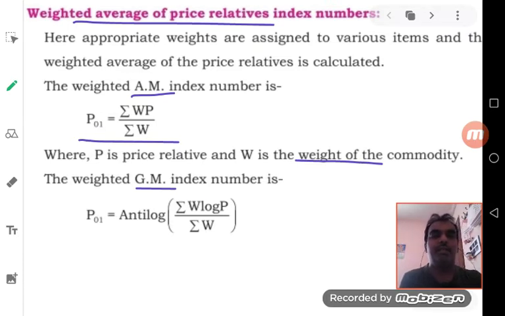And the formula for weighted geometric index number is price index number is equals to antilog of summation W log P by summation W.